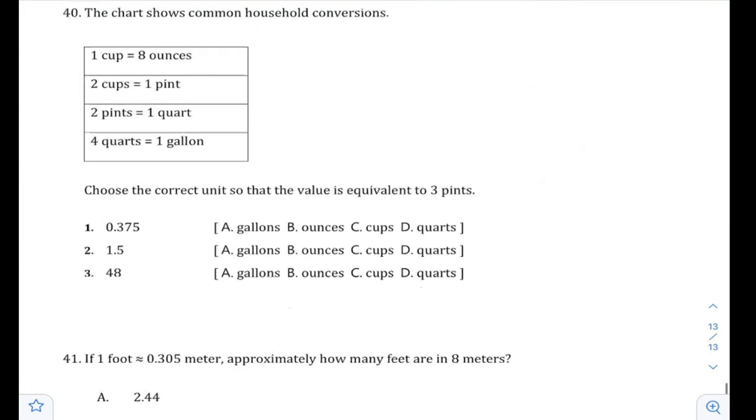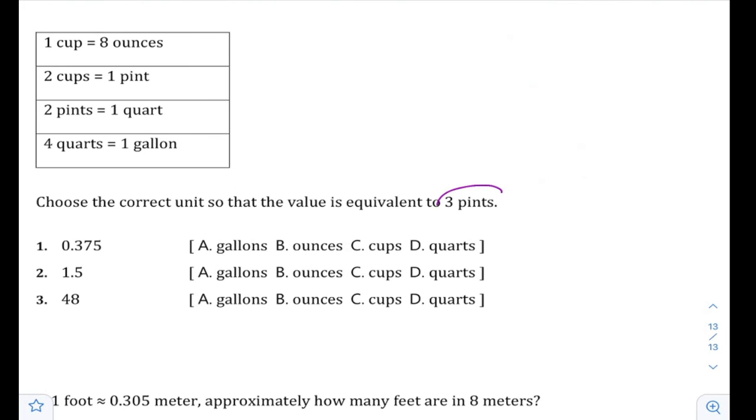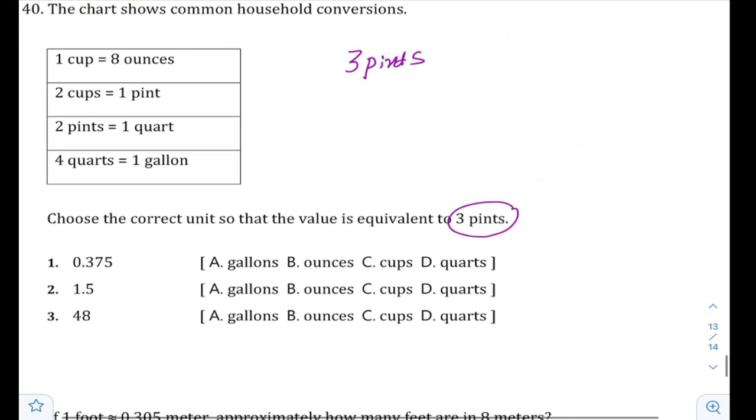Okay. Now conversion of units. The chart shows common household conversions, as you see here. Now, how can we deal with conversions here? Choose the correct unit. We want to convert 3 pints. If you want to convert it to gallons, because here we have gallons, ounces, cups, quarts, let's check here. What do you need? 3 pints.